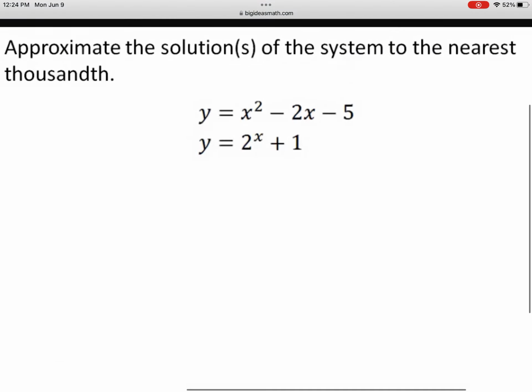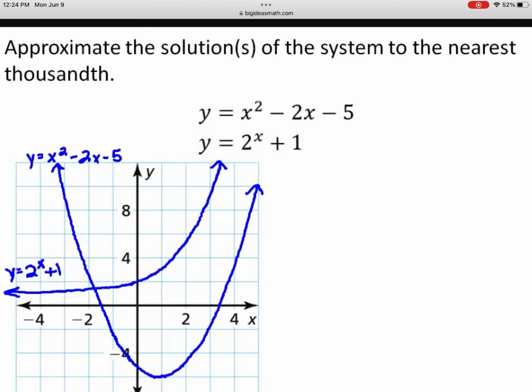Approximate the solution or solutions of this system to the nearest thousandth. y equals x squared minus 2x minus 5, and y equals 2 to the power of x plus 1. Begin by sketching a graph of the system. You can see that the system has one solution between x equals negative 2 and x equals negative 1.